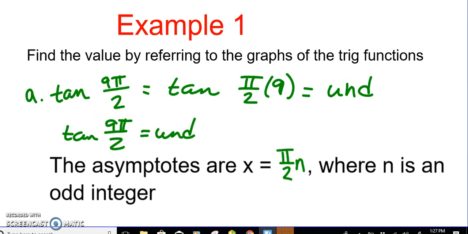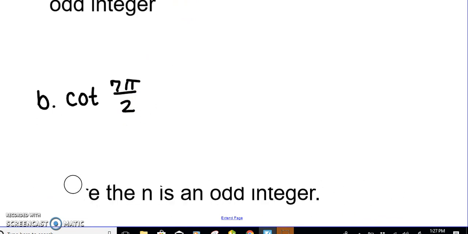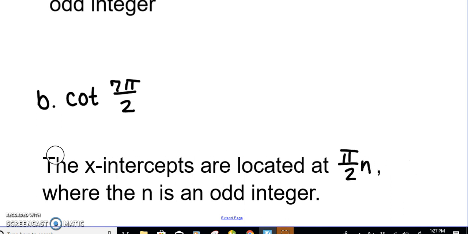All right. And then let's go to cotangent 7 pi over 2. And again, going back to what we talked about with our integers and parts of the graph, you should remember this part. So we know that the x-intercepts are located at pi over 2n. Because again, when it comes to your values here, we know that at 0, pi, 2 pi, and all that stuff, tangent is at 0. But when it comes to the other parts, that's where across the x-axis your x-intercepts are, where the value is equal to 0. So when there's an odd integer, that's when it's the x-intercept. And that's from number 4 of the cotangent properties.